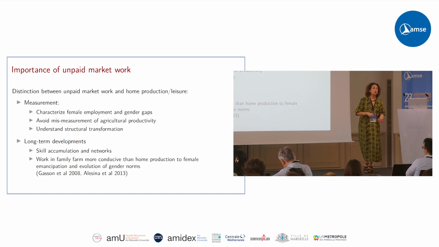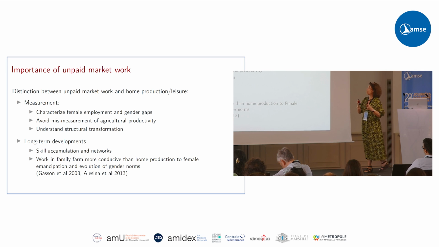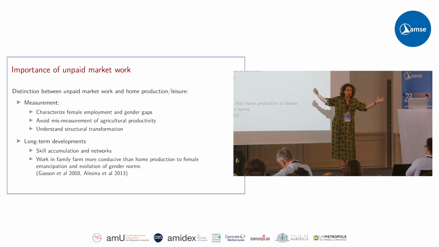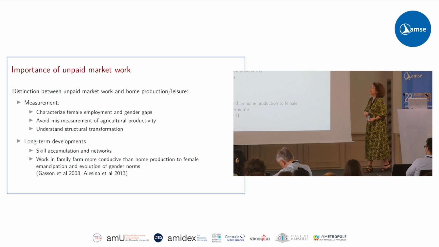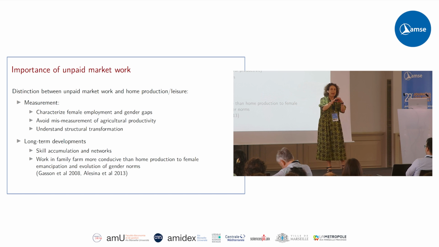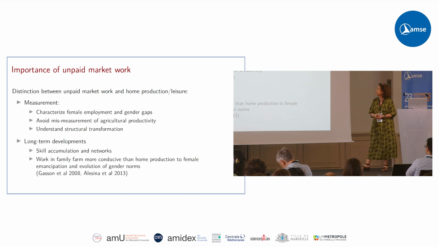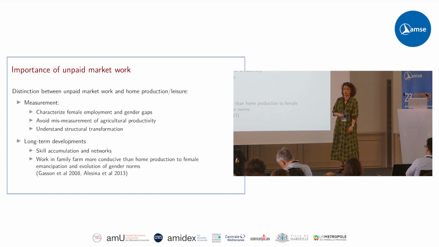Unpaid market work, like work on the family business, work on the family farm, contributes to family income. So there is a clear distinction in national accounts. The first is employment, the second is not. So there is a distinction about measurement. If we want to characterize female employment and gender gaps, we need to focus on the overall definition of employment, which includes unpaid work, but not home production. So this is also important to avoid the mismeasuring of agricultural productivity, because you would massively underestimate the denominator when you compute productivity if you don't include unpaid work, and also for understanding structural transformation.